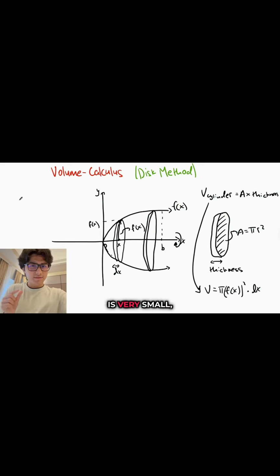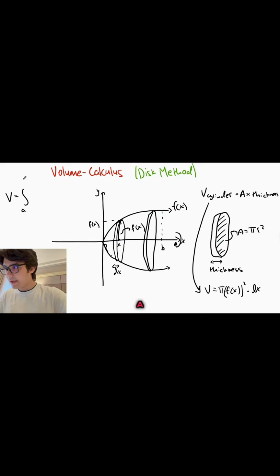And since dx is very small, we're going to have to use the integral sign to sum up every single cylinder. So we say that the total volume becomes the integral from a to b of pi times f of x squared dx. What this says is, from x equals a to x equals b, go ahead and sum up the volumes of each and every cylinder. And hence you would get your total volume.